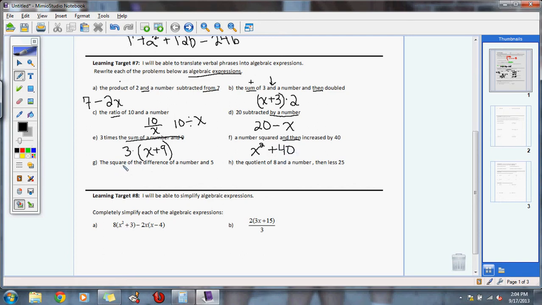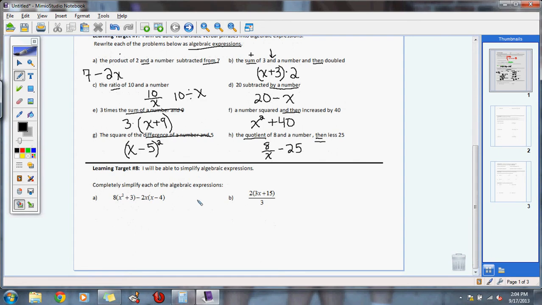The square of, what am I taking the square of? So I'm going to raise something to the second power, but it's the difference of a number and 5. So actually I have to take the difference of a number and 5, which is subtraction. I have to do that first, and then I have to actually take the square of that. Quotient, meaning division, of 8 and a number. 8 divided by x, then less 25. So I'm going to take that less 25 from that. Okay?